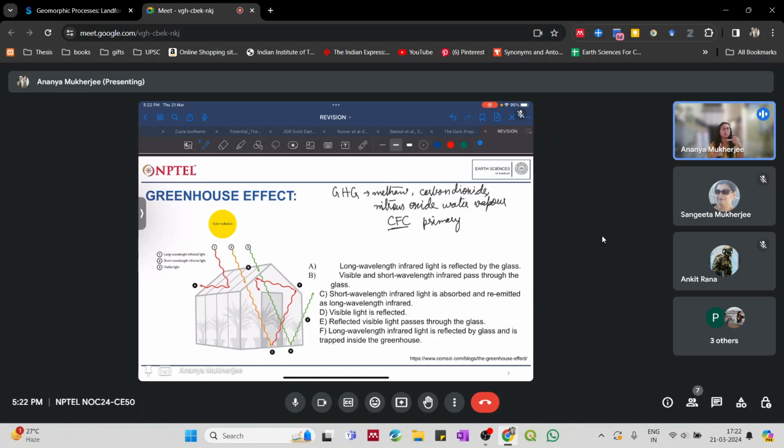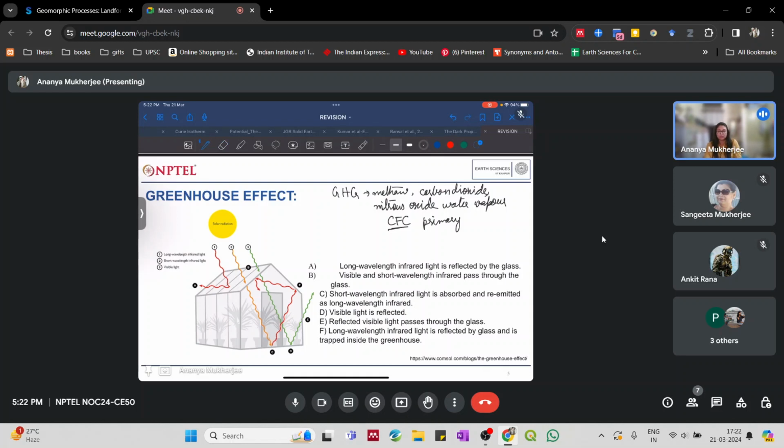We are seeing more melting of glaciers, and then it leads to sea level rise. Okay, and that is giving us the entire arena of climate change that is very much in focus right now. So this is the greenhouse effect.